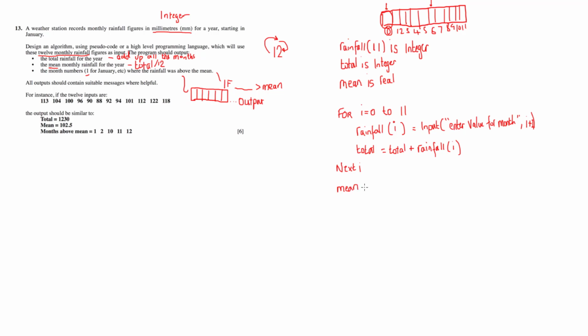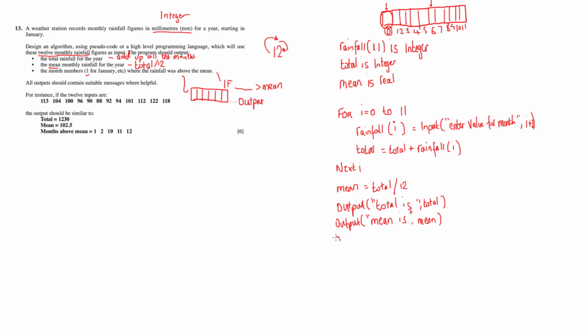And once I've got the total sorted, I can work out the mean outside of the loop. So I'll say mean equals whatever the total is divided by the 12 months of the year. And I can output these now. I can say output, I'll use some brackets. Total is total and mean is mean. Now I need to work out the number of months above the mean.